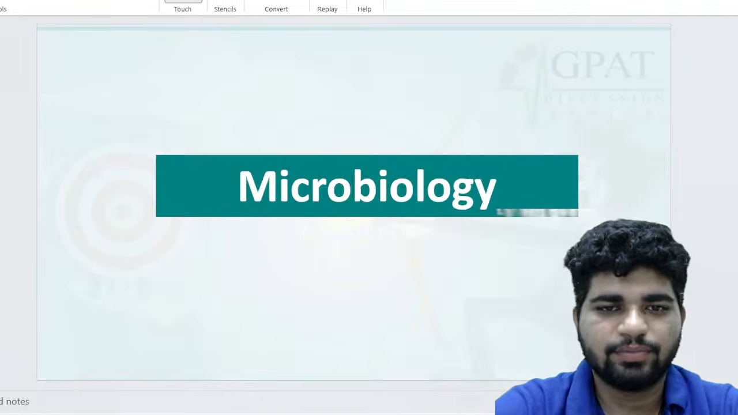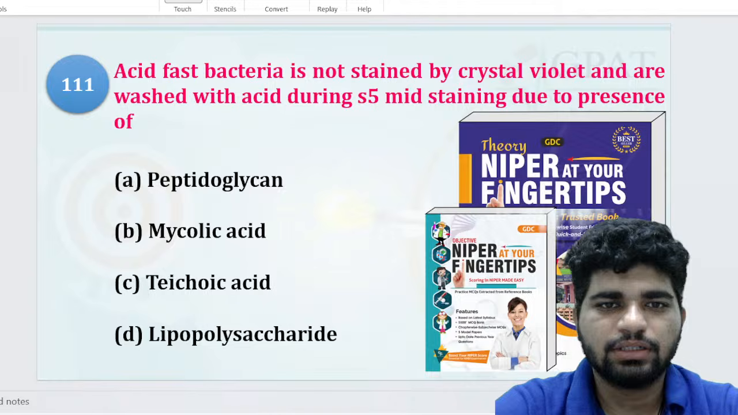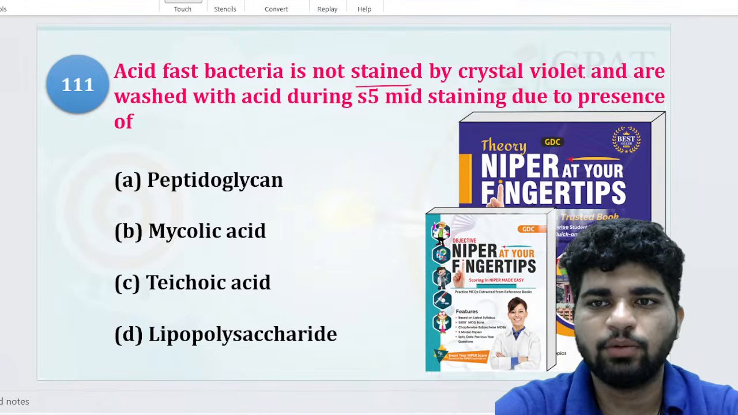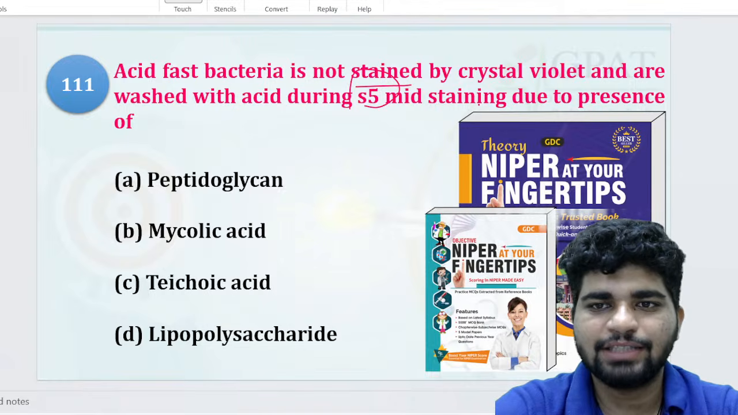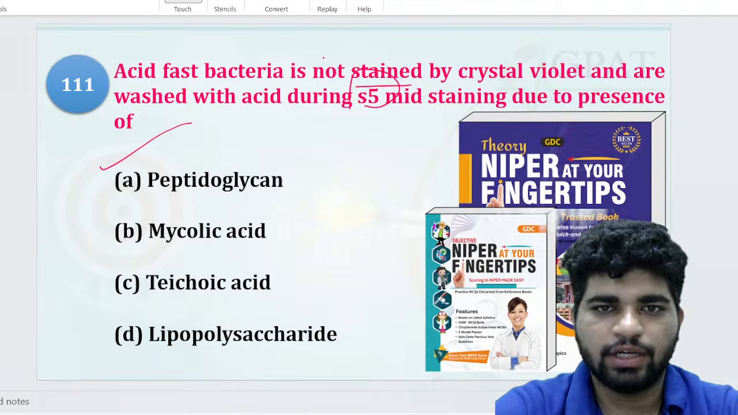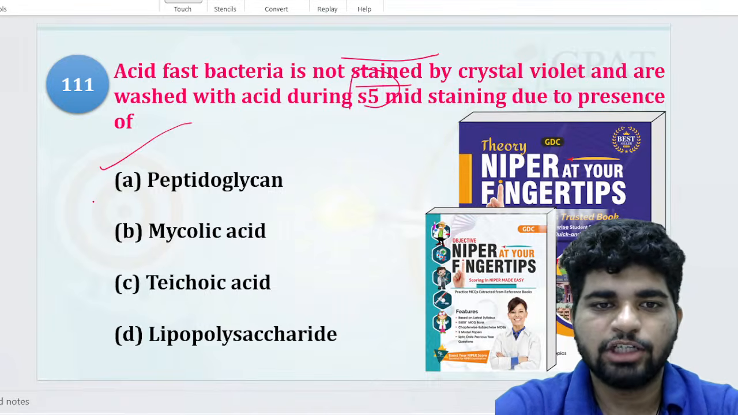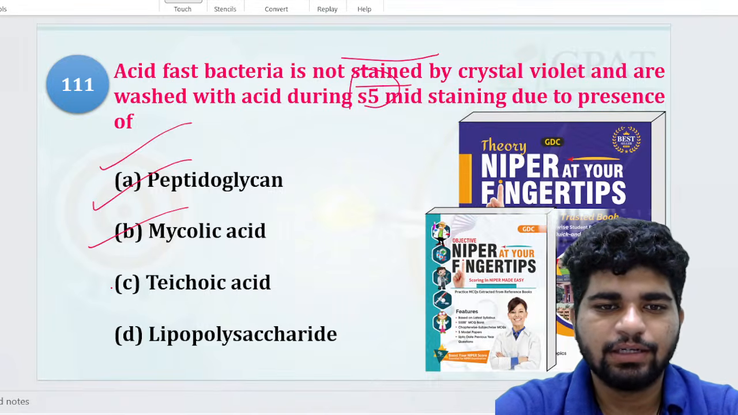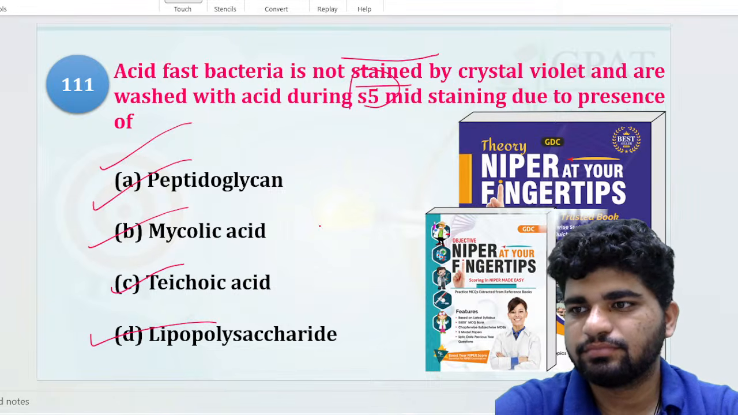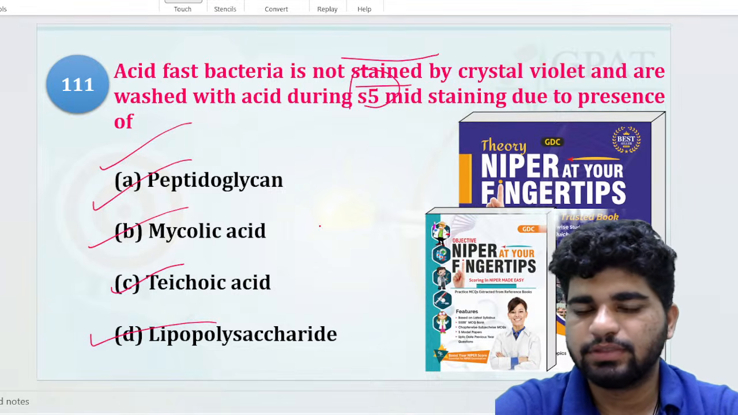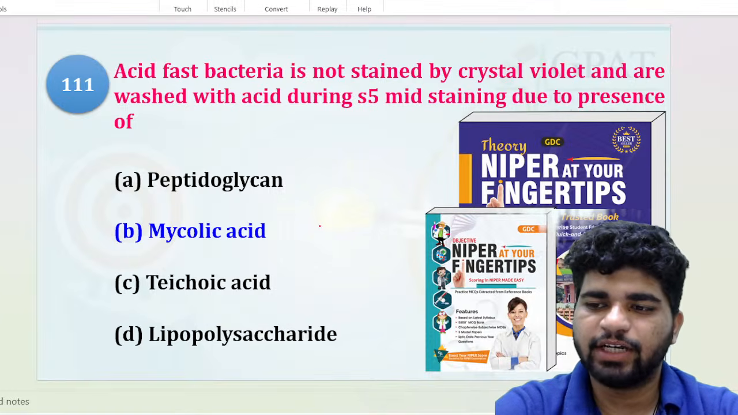Okay. So, microbiology. Acid fast bacteria is not stained by crystal violet and are washed with acid during 5 seconds. Mild staining due to presence of what? Is it a peptidoglycan, mycolic acid, teichoic acid, or lipopolysaccharides? Yeah, this is your mycolic acid. Very nice. Easy to say.